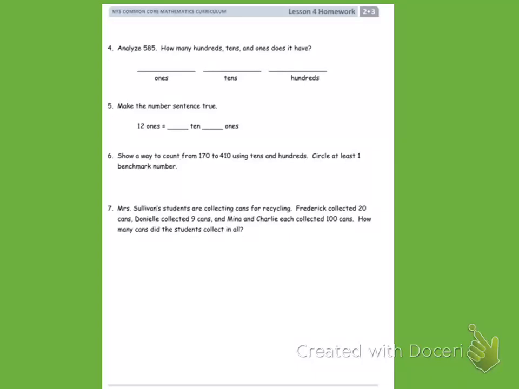Module 3, Lesson 4's objective is to count up to 1,000 on the place value chart. Question 4 asks us to analyze the number 585. How many hundreds, tens, and ones does it have? It's important to note that the students should be circling the question so that they remember to answer the question that is being asked of them. How many hundreds, tens, and ones does it have?